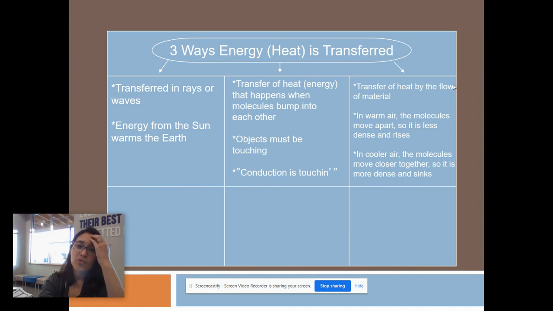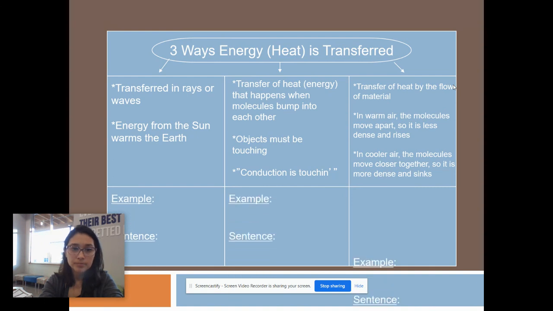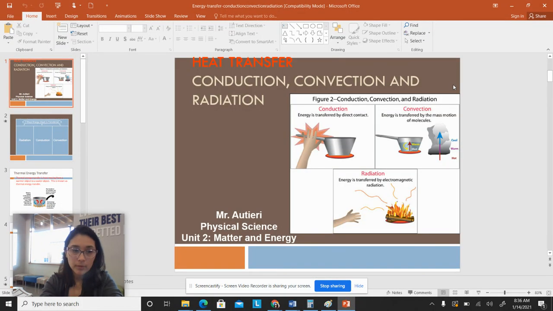Convection is transfer of heat by the flow of material. This is air and cool air or water. Okay, those are the differences between conduction, convection, and radiation.